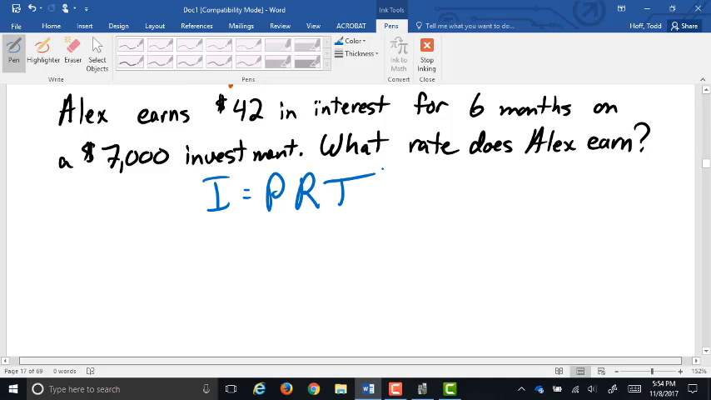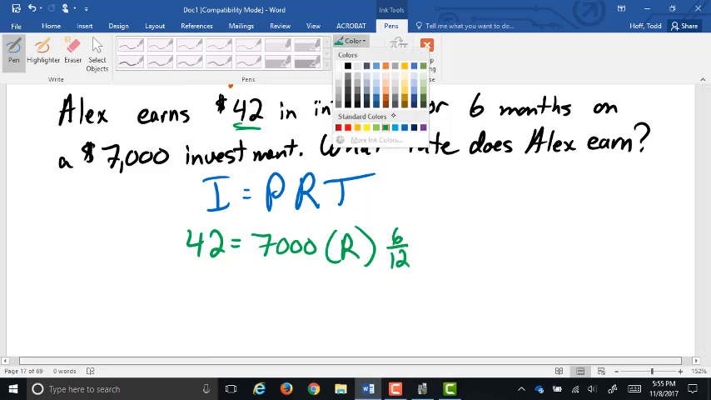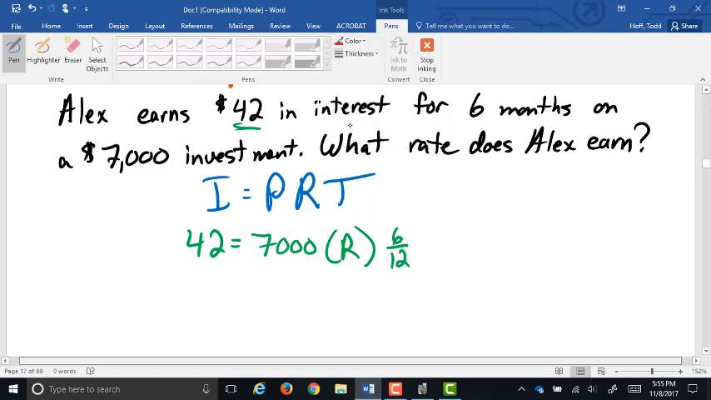So I equals PRT. Where do we start? Do we know I? Yes, $42 is our interest. Do we know P? Yes, P is 7,000. Do we know R? We do not. Do we know T? 6 months, so it's going to be 6/12. We can only have one value that we don't know. So once we knew we didn't know R, we had to know T.